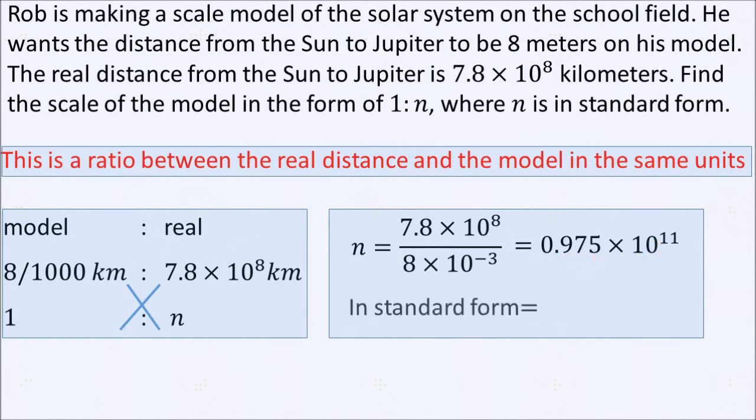Putting this in standard form means that we should only have one number, which is not a 0, before the decimal place. If we move the decimal one place to the right, this gives us 9.75 times 10 to the power of 10, and therefore the scale of the model becomes 1 to 9.75 times 10 to the power 10, and this is the correct answer.